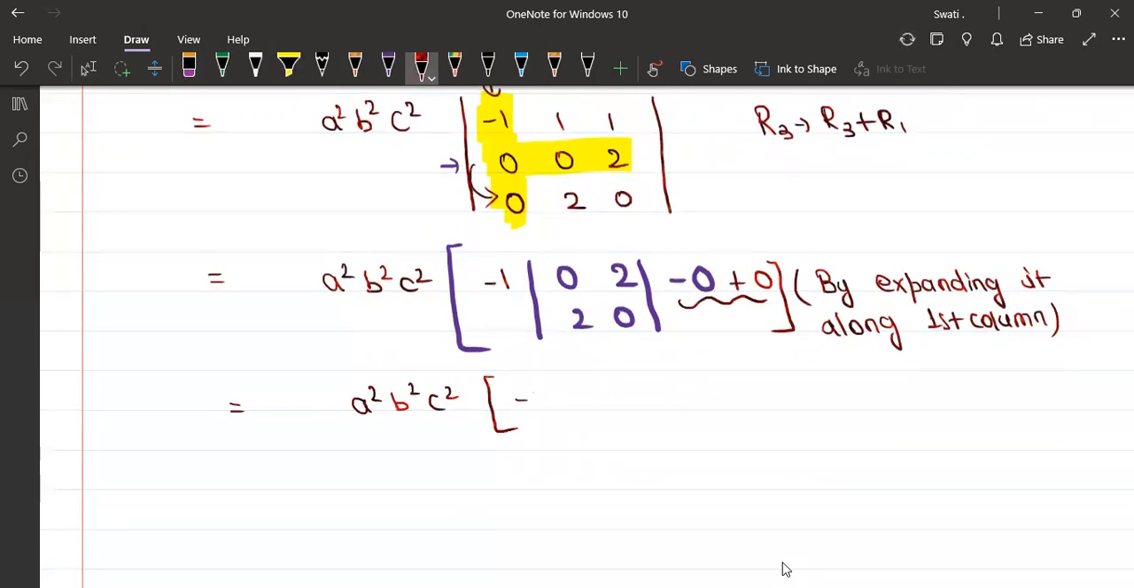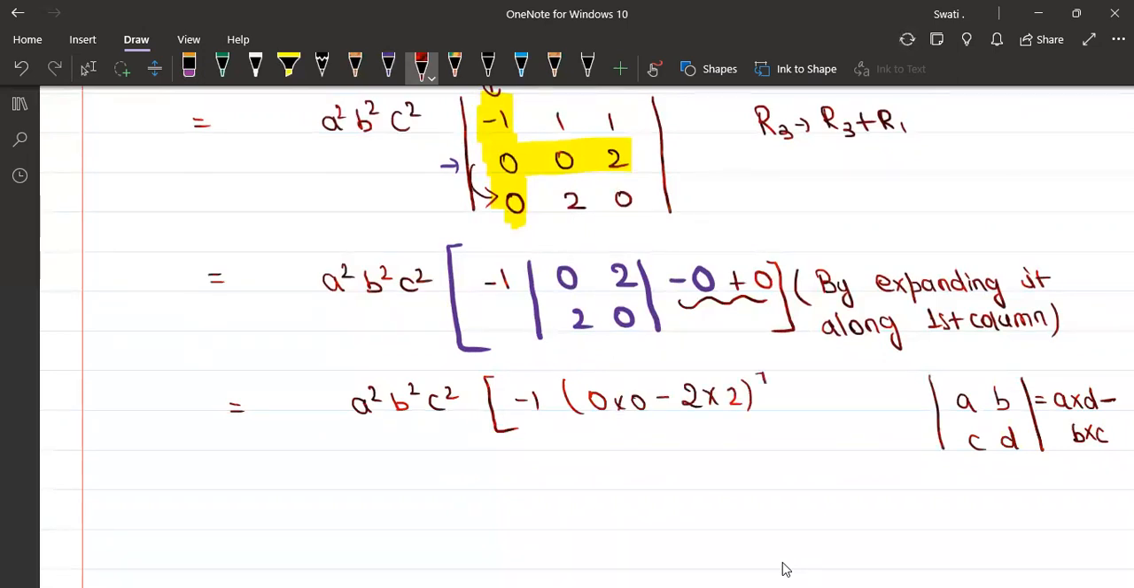Now here, if you simplify this, this is minus 1. 0 times 0 is 0. This is how we solve the determinant. Remember, if you are solving a determinant a, b, c, d, you simply have to multiply a times d and then minus b times c. So using this formula, this will become 0 times 0 minus 2 times 2. Now if you simplify this, this will become a square b square c square, and then times, this is minus 1, and this is 0 minus 4.